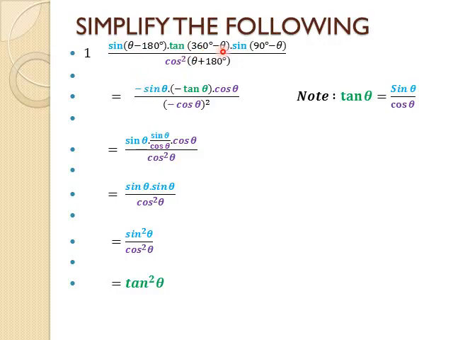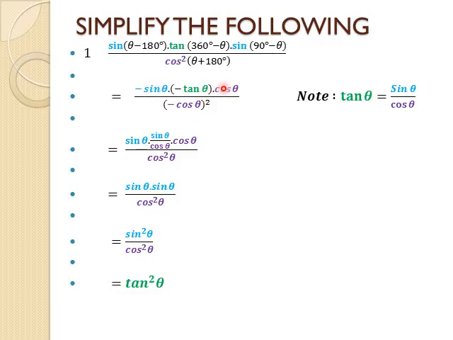And in quadrant 3, sine is negative. Tan(360 minus theta) falls in the fourth quadrant. In the fourth quadrant, tan is negative. Sine(90 minus theta): 90 minus theta is in the first quadrant, everything is positive, but 90 changes sign to cos theta. Cos squared(theta plus 180): if I take theta in the first quadrant and add 180, how many quadrants am I moving? 2, right? So 2 quadrants. In the third quadrant, cos is negative. But take note now, because it's squared, I write negative cos theta in brackets and the square outside.